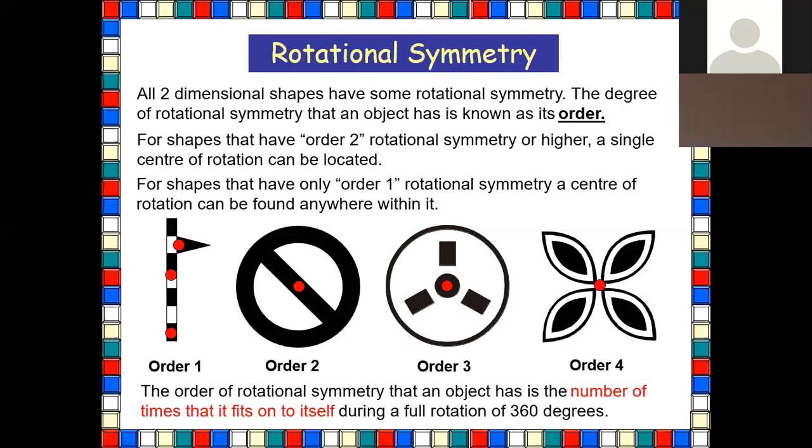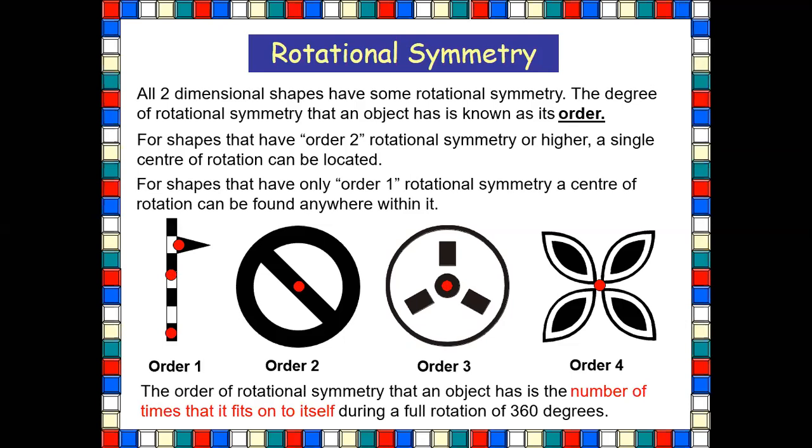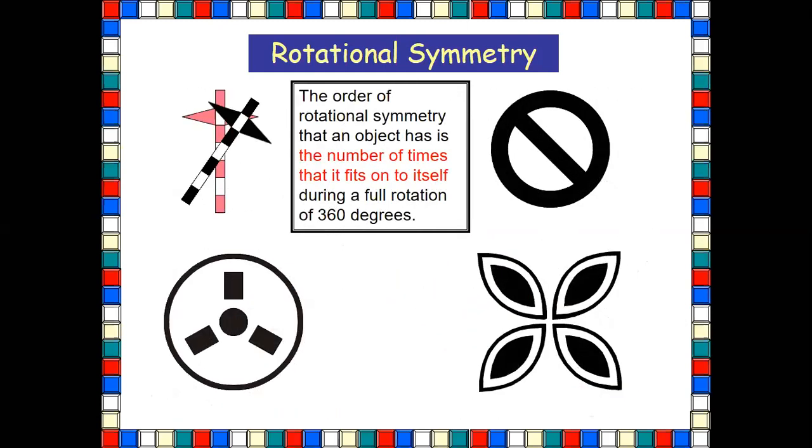The order of rotation symmetry of an object is the number of times that it fits on itself during a full rotation of 360 degrees. Order means the number of times it fits properly as you rotate 360. That's what you call order of rotation. So here is a sample. The first shape has only one order.